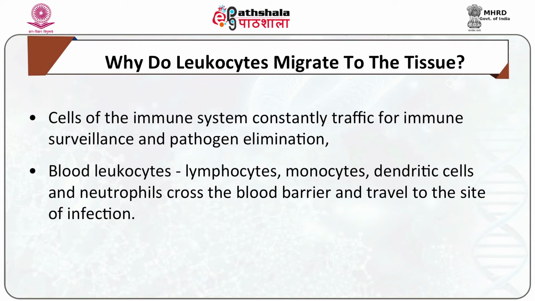Cells of the immune system constantly move throughout the body to fulfill their role of immune surveillance and pathogen elimination, such as blood leukocytes, which include lymphocytes, monocytes, dendritic cells and neutrophils, all of which cross the blood barrier and travel to the site of infection.